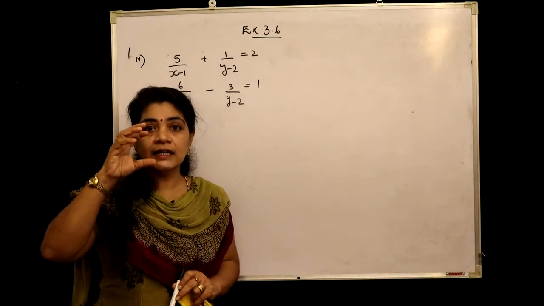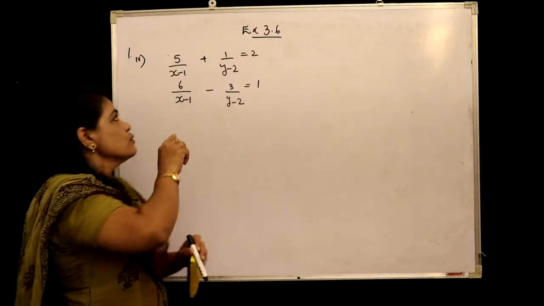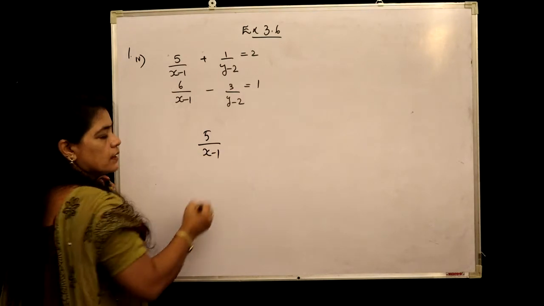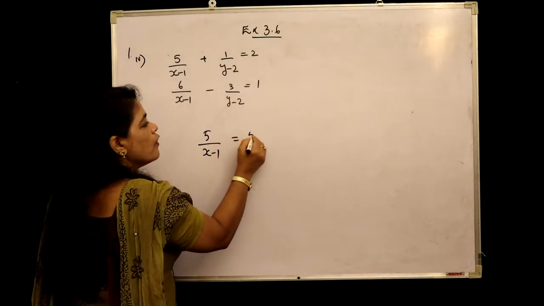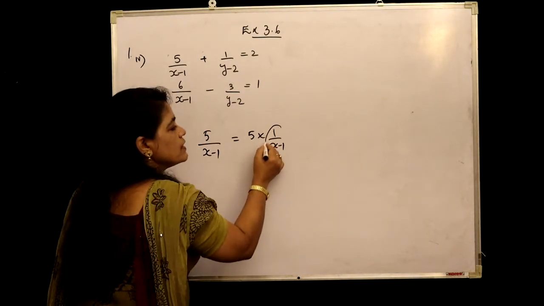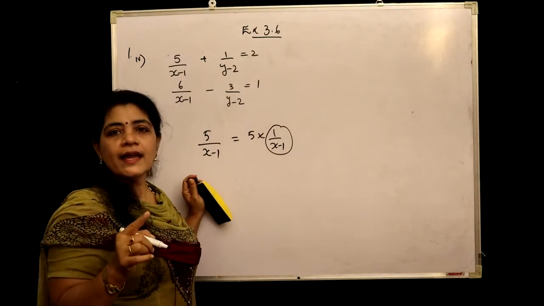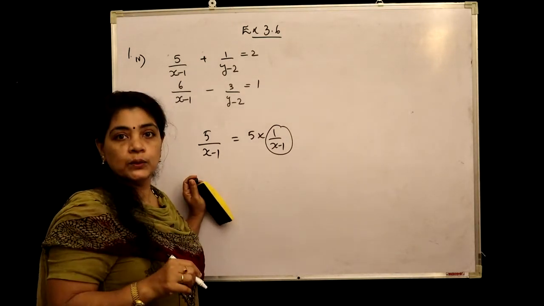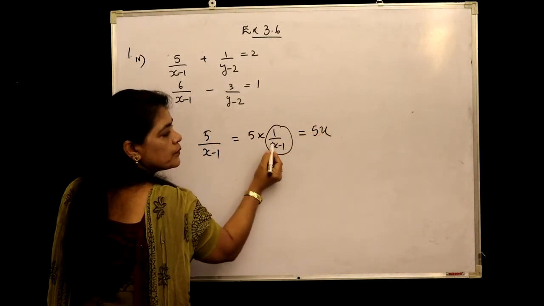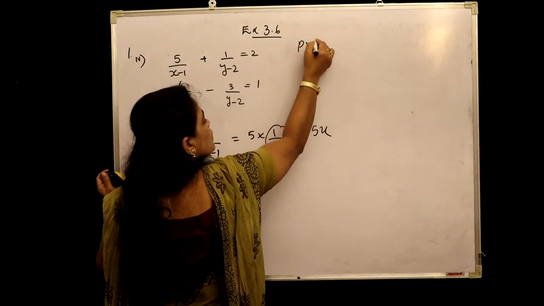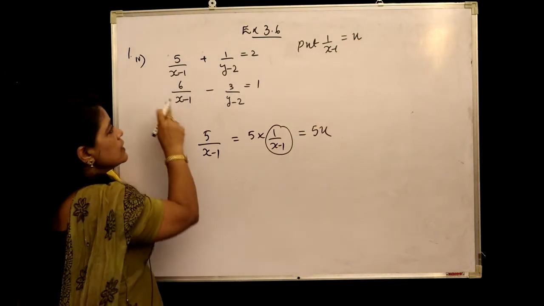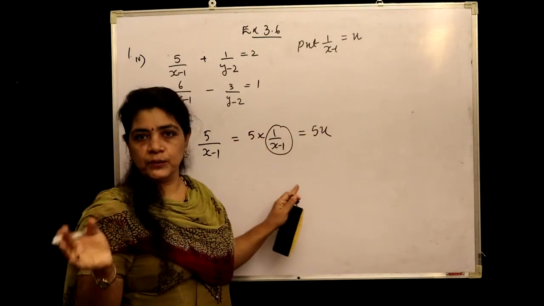Because we are going to take this 1 by x minus 1. See, children, 5 divided by x minus 1, this is equal to 5 into 1 by x minus 1. So we are giving substitution for 1 by x minus 1 as u. So this term reduces to the form 5u. So that is the substitution. Put 1 by x minus 1 is equal to u.